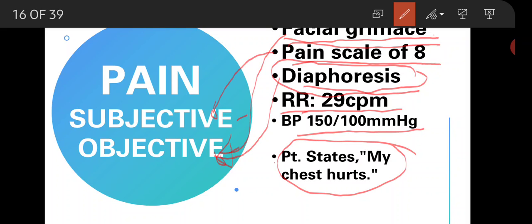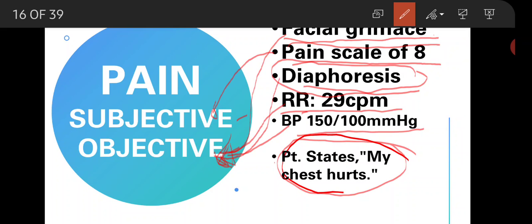What about the respiratory rate of 29 cycles per minute? Of course, it is the nurse who counts the respiratory rate of the client. So RR becomes your objective data. Blood pressure, you measure the blood pressure using your sphygmomanometer, then that's your objective data.